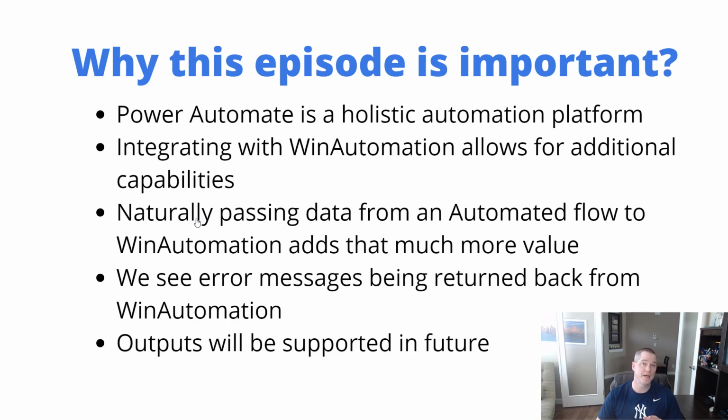Now, the interesting thing here is that we do see some error messages coming back, which is a very positive sign. If we call a WinAutomation process and it fails, we will get that feedback into our Power Automate platform. I will show you that as a result of some of my testing. Naturally, I had an error, and I was pleasantly surprised to see that feedback in my automated flow.